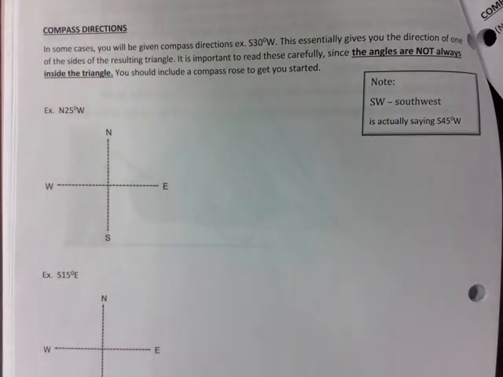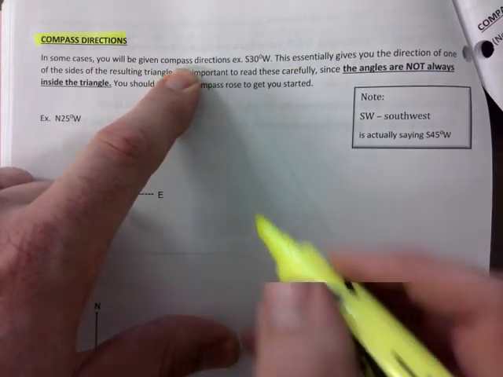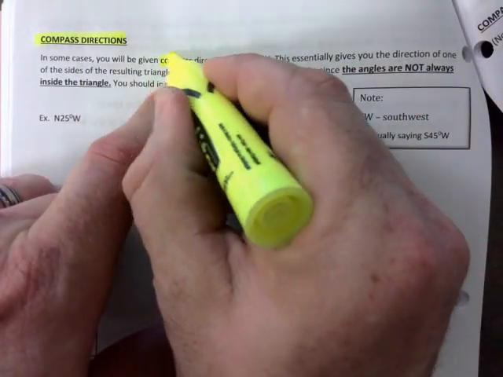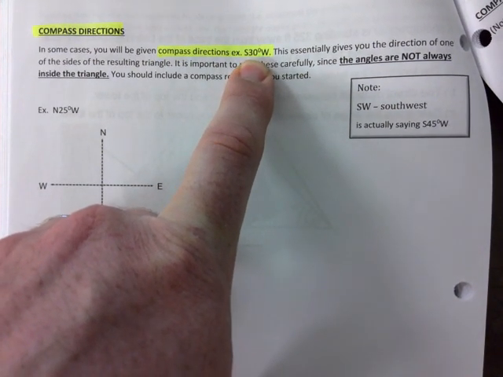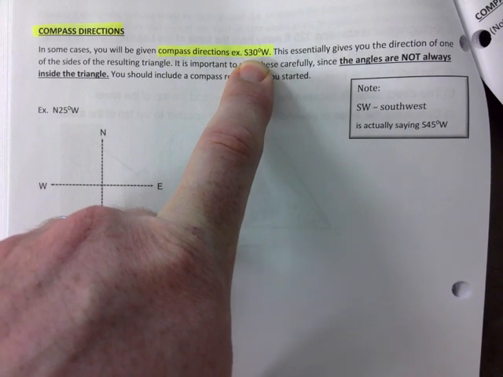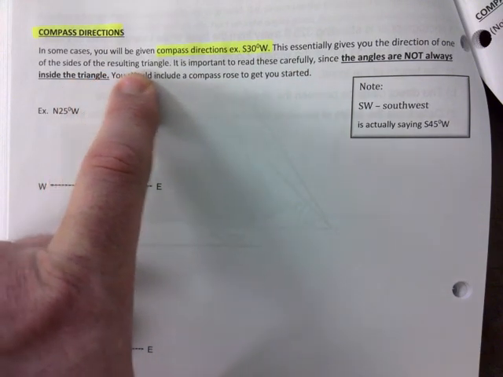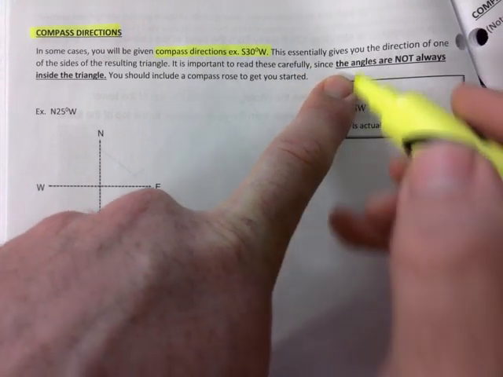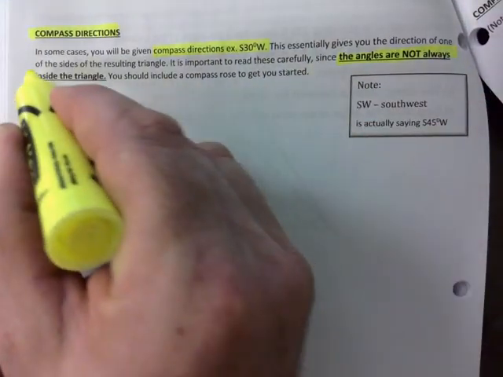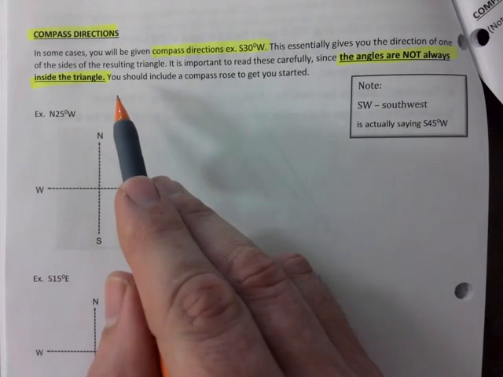In some cases, let's highlight compass directions because it's very important. You'll be given compass directions. A problem will tell you that you're headed a certain direction on the map, so you know exactly which direction you should be going. This essentially gives you the direction of one of the sides of the resulting triangle. It is important to read these carefully since the angles are not always inside the triangle. That's when we use supplementary or complementary angles, whatever the case may be.